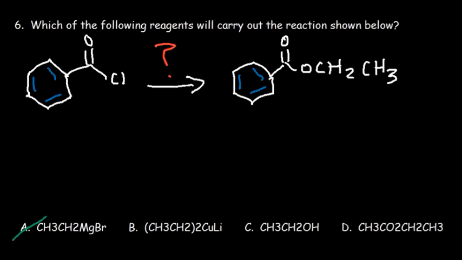Now, B is called the Gilman reagent or the lithium dialkyl cuprate reagent. And if you put that with an acid chloride, it's going to add one R group and convert the acid chloride into a ketone, which is not an ester. So answer choice B is not the correct one. C is an alcohol. An alcohol plus an acid chloride will make an ester, so C is the right answer. And D is an ester. If you put an ester with an acid chloride, I've never seen it make another ester, so we're going to eliminate answer choice D.